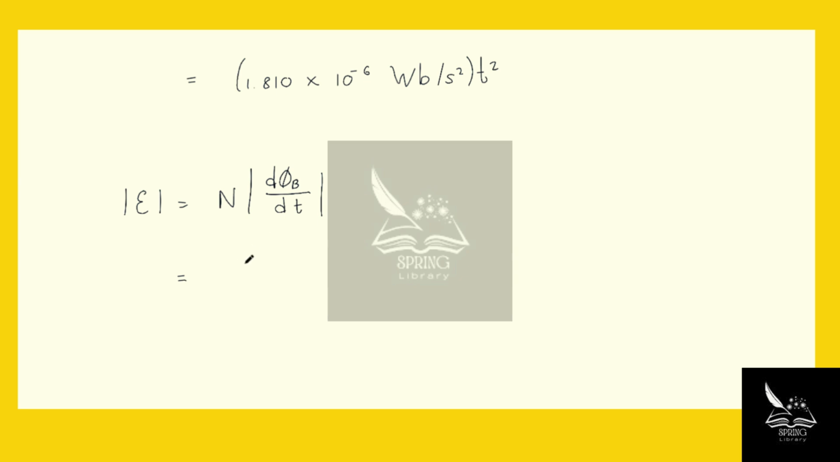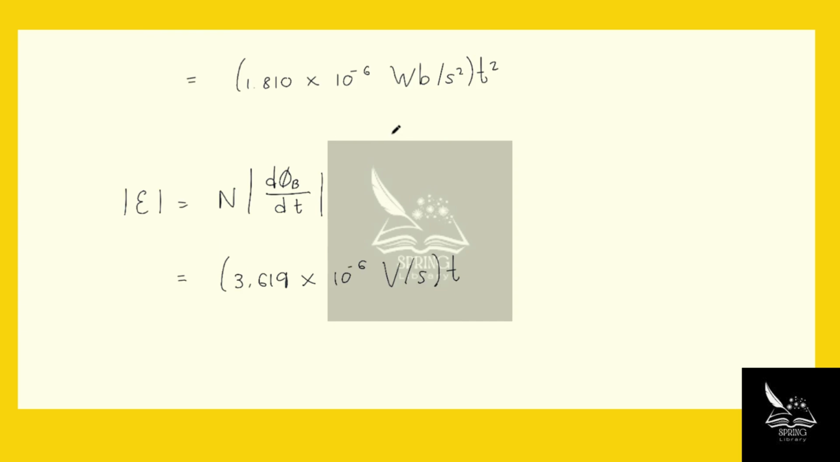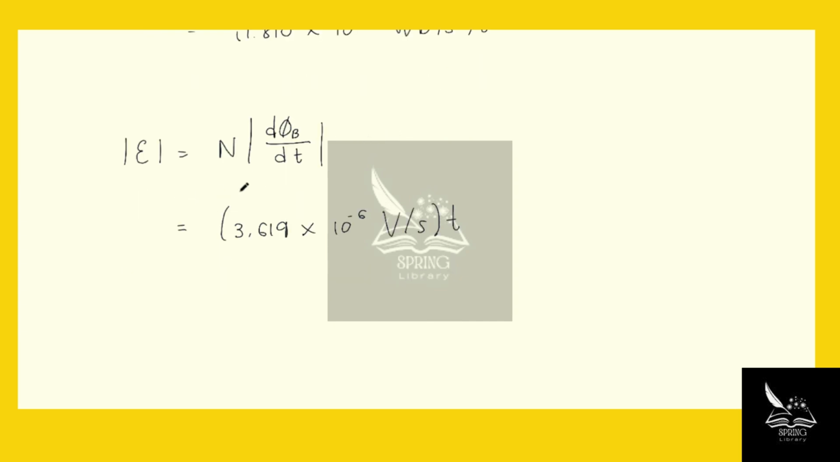And so this is simply 3.619 times 10 to the minus 6 volts per second times t. So we take the time derivative of the expression for the flux that we have above, and we have an expression for the EMF.